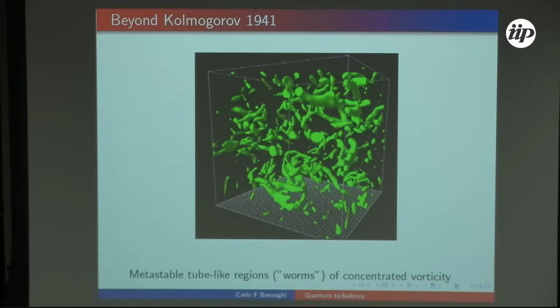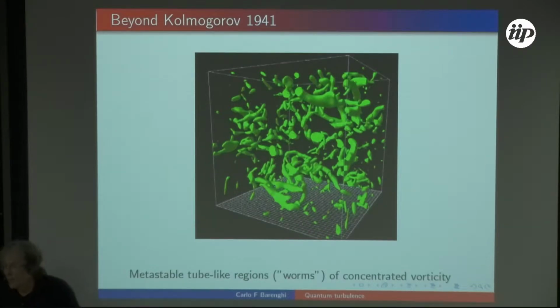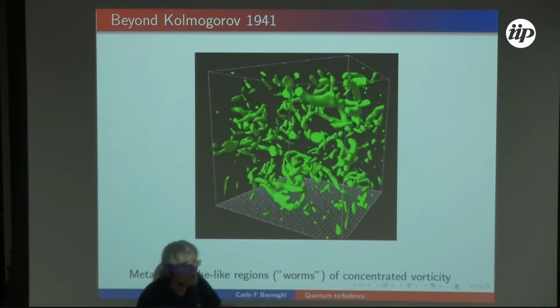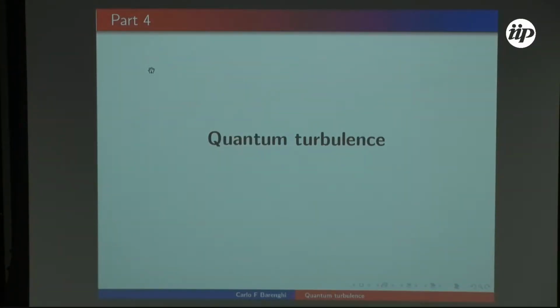Observations and numerical calculations since the 90s show that it contains regions of extreme concentrated vorticity, some people call them worms. They look like worms. They are metastable, they appear, disappear. So there are all sorts of phenomena. So the question is, does the turbulence in our superfluids or Bose-Einstein condensates have to do with this?